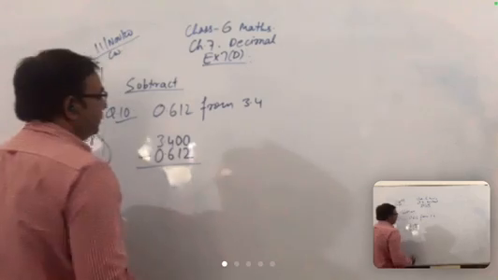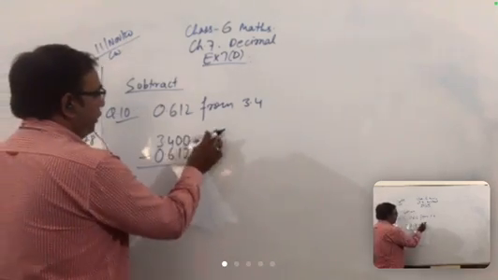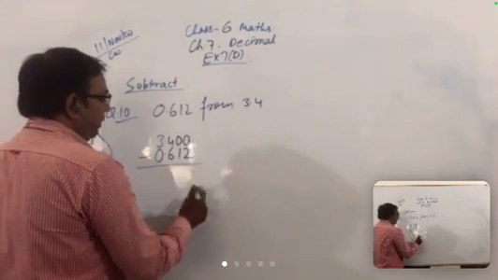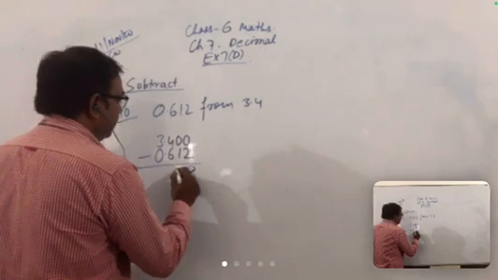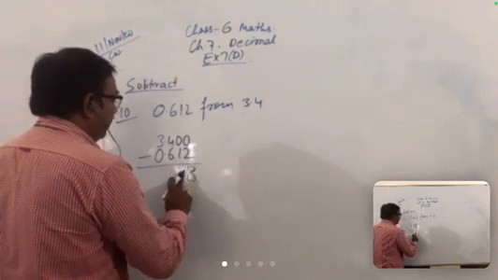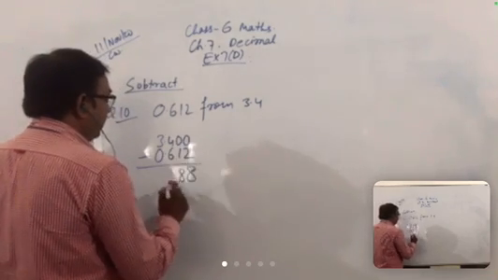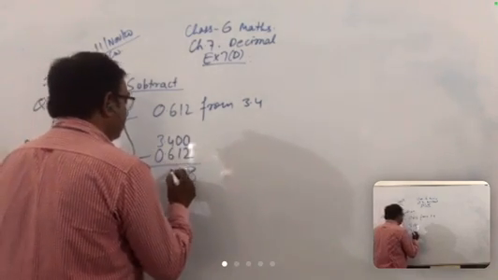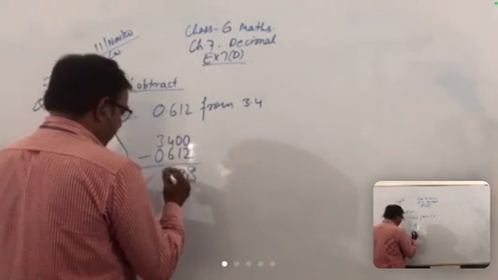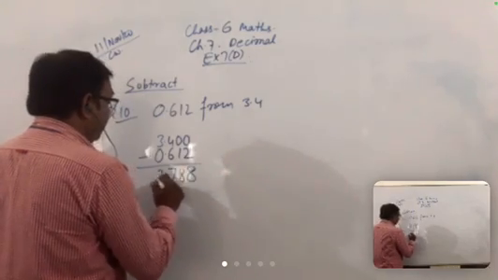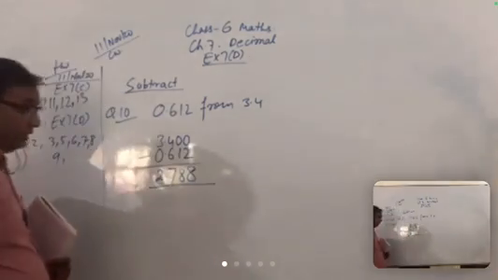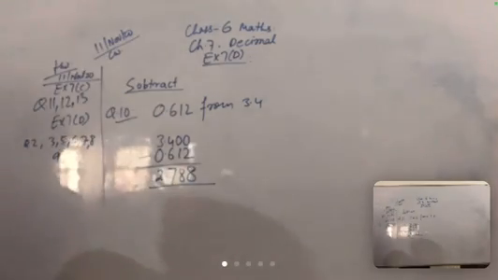Now take out the carry, and you can do your own calculation. 10 minus 2 is 8, 9 minus 1 is 8, sorry, 9 minus 1 is 8. And now 13 minus 6 is 7. Then 2. So the answer will be 2.788. Clear?